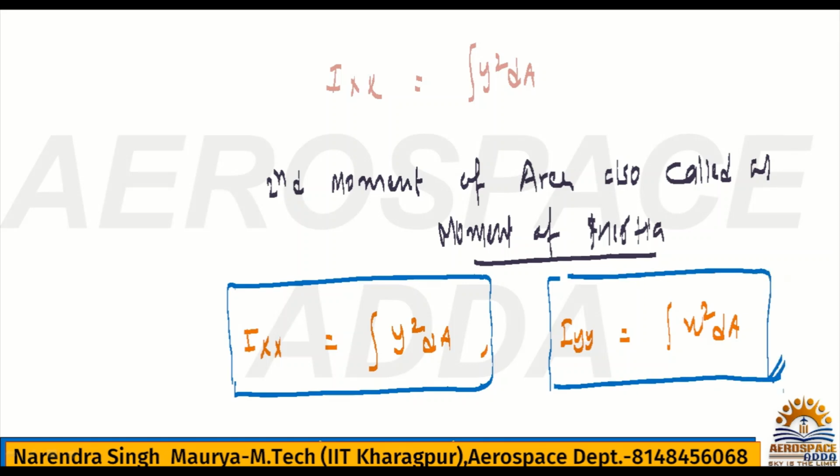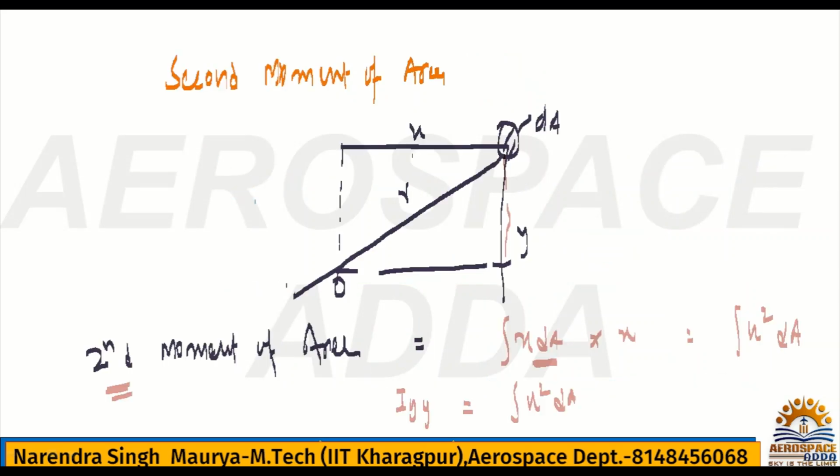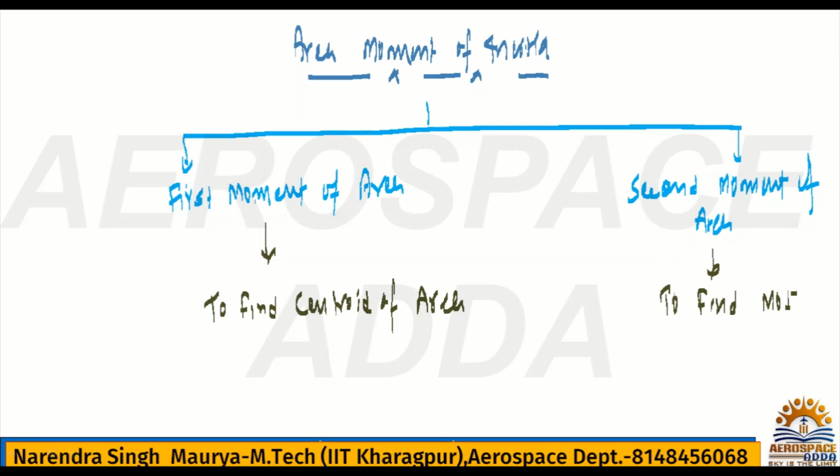Right, and if you want to calculate Izz, it will be the polar coordinate system. So Izz also you can calculate here, and that I will tell you later on. Ixx and Iyy are basically called second moment of area. Technically, I have explained to you the two types of moment of area we have.